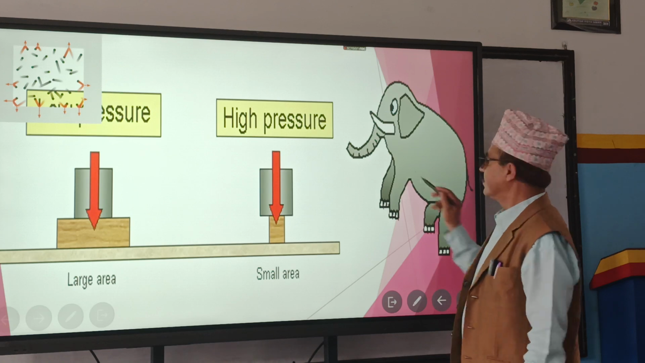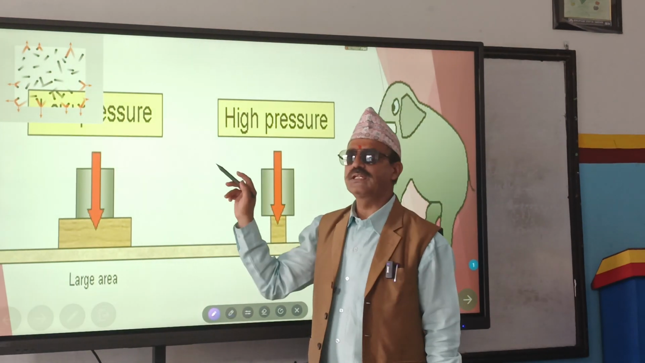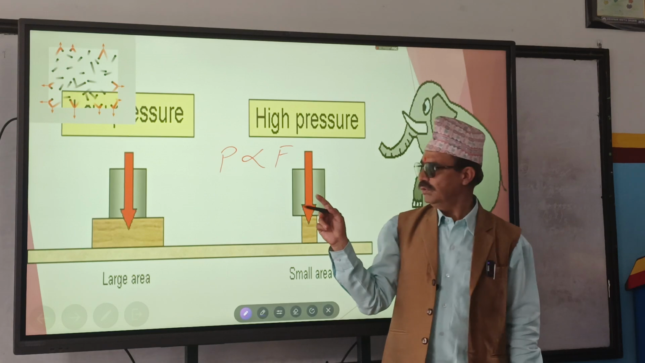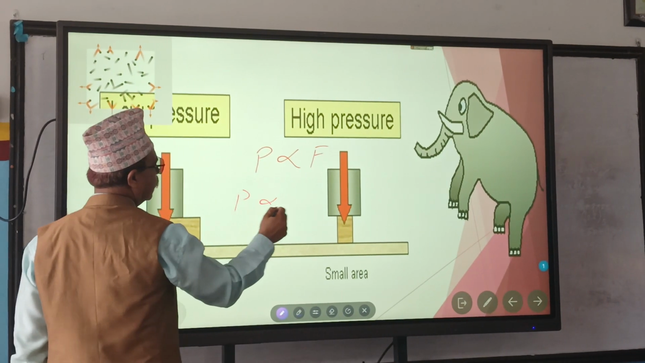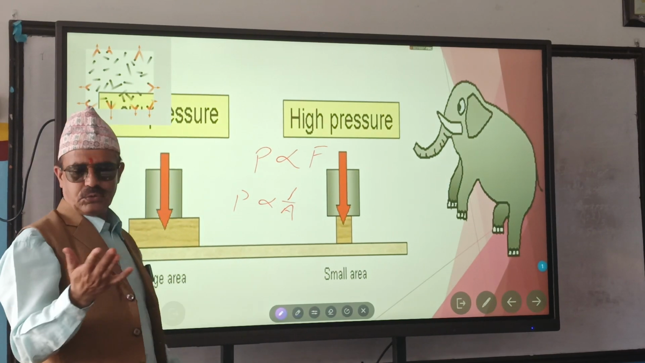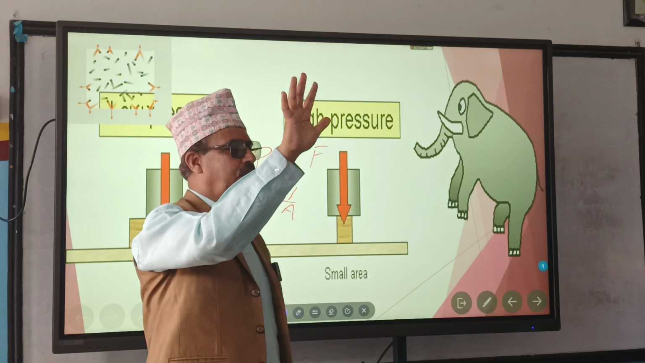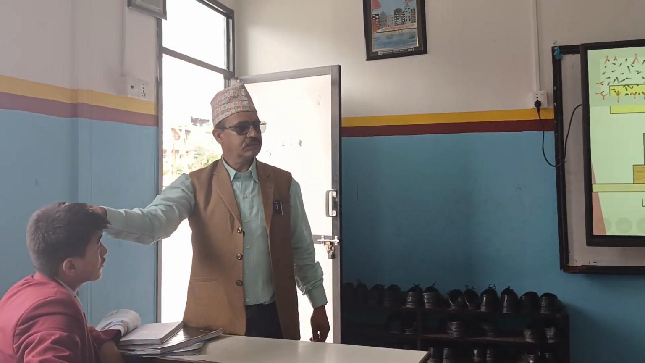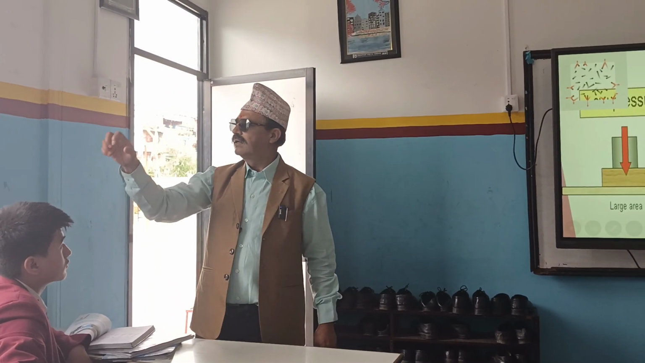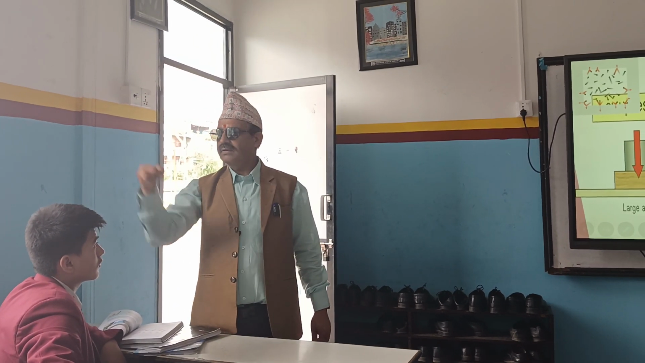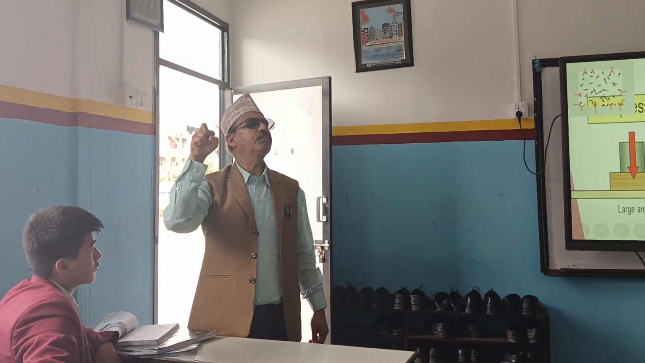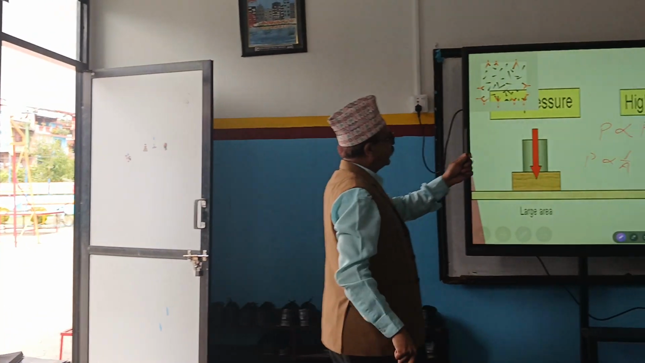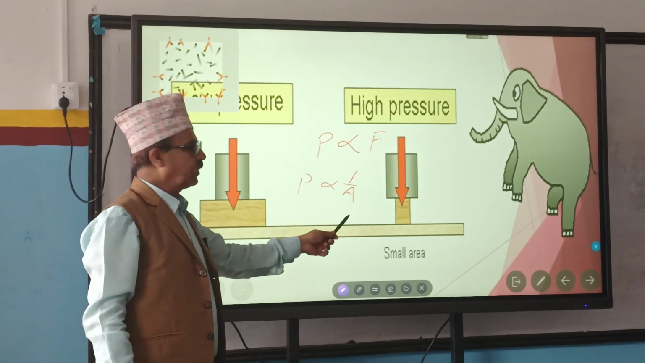Once again, what is the relation between pressure and its factors? Pressure is directly proportional to force, and pressure is inversely proportional to area. So if I hit this palm in this way, there is one area, and some force is applied this way and another this way. In which case will you get more pressure? This one. Why? Because it occupies less area. Less area, more pressure. More area, less pressure.